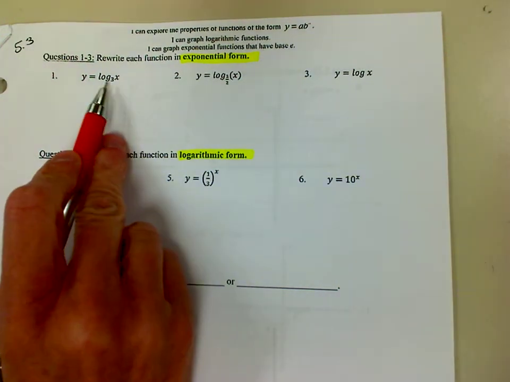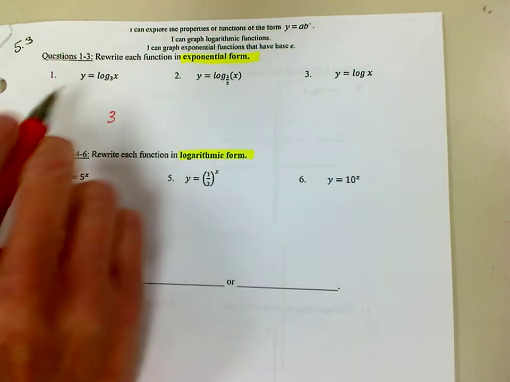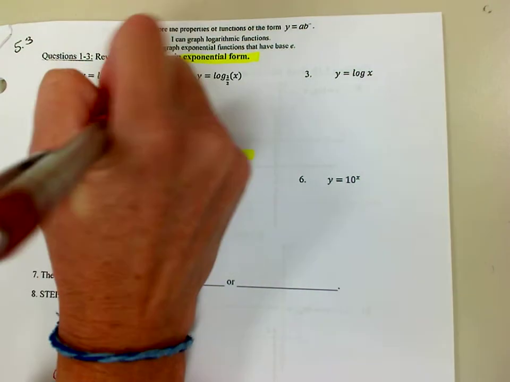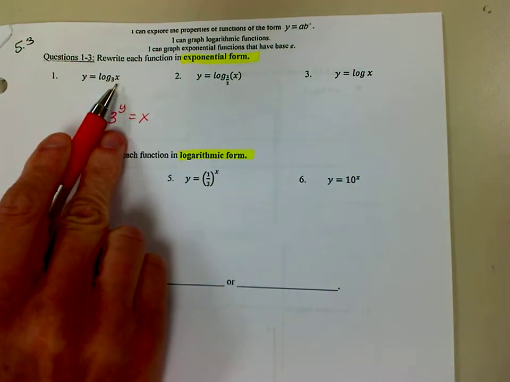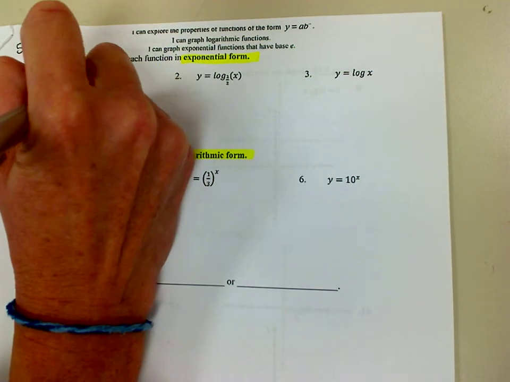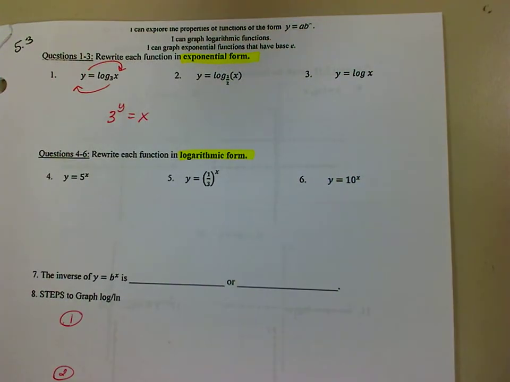So this little number right here, that's the base. Whatever is by itself is the exponent, and it's going to be equal to whatever is with the log. So it kind of goes in this order. Okay, number 2, same thing.